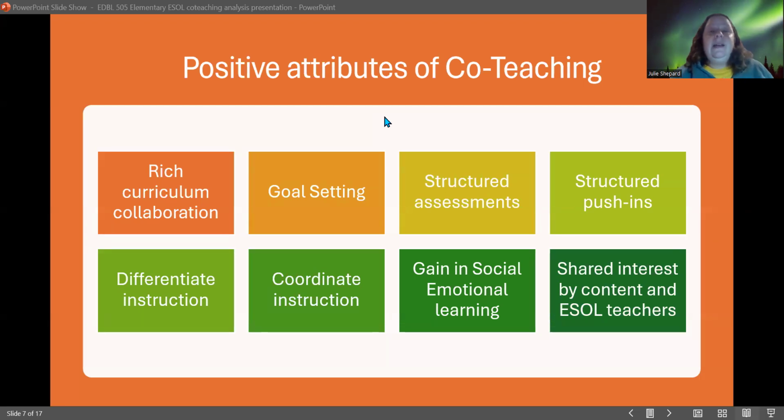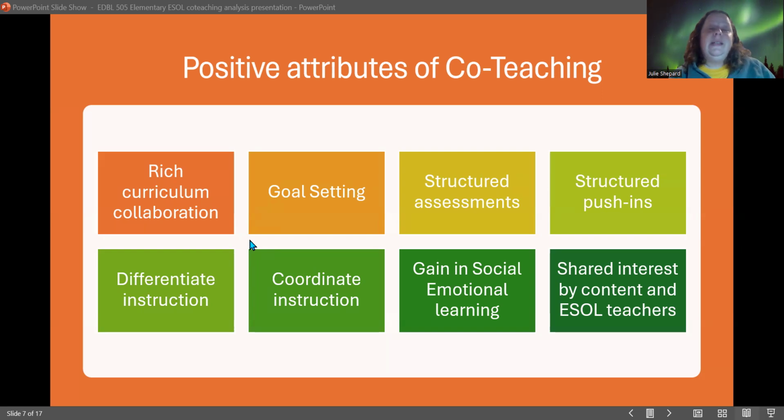Now, the positive side attributes of co-teaching in the classroom. When co-teaching is working, you get a really rich collaboration and really strong curriculum when both teachers are working together. They're taking the time to make the lessons meet the students' needs. There's goal setting going on for the ESOL students in the classroom.